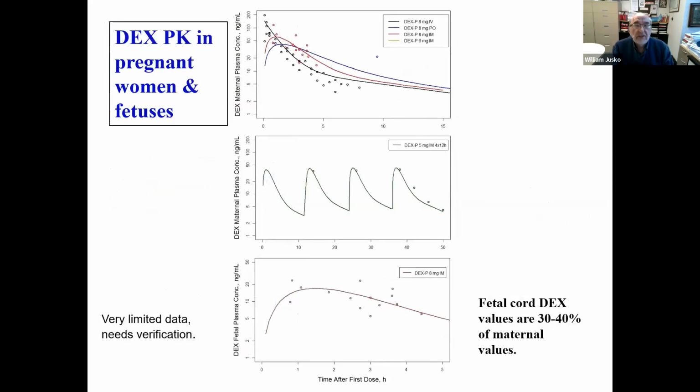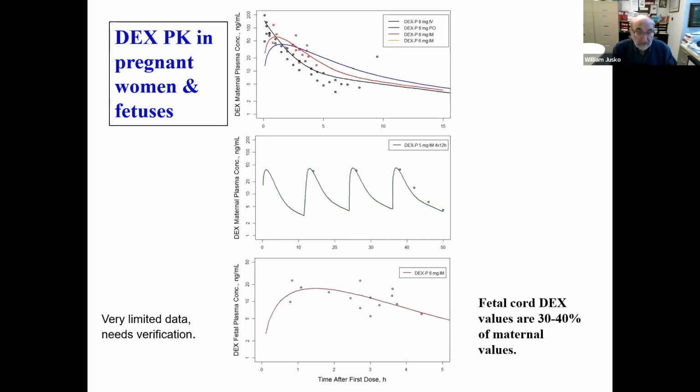What we found for dexamethasone was far more sparse. So here's part of the data. You see some of the maternal pharmacokinetics on top. You see more of the maternal concentrations in the middle. But what you see at the bottom are very, very limited fetal concentrations. But once again, fetal cord concentrations are about 30 to 40% of maternal values. These curves also show the fitting with the minimal model. We could capture these profiles extremely well.